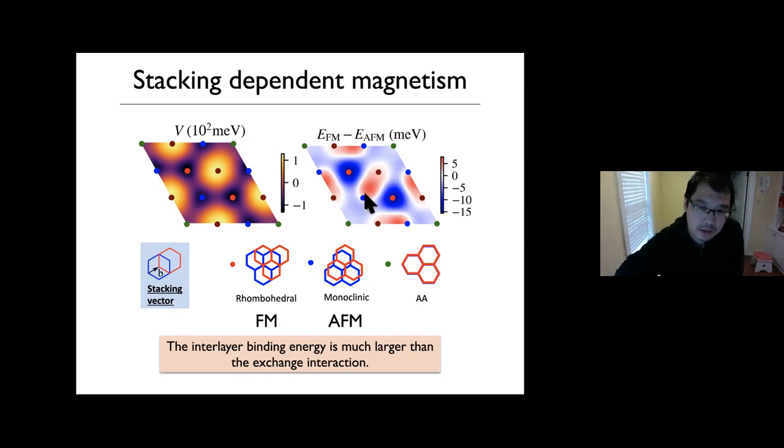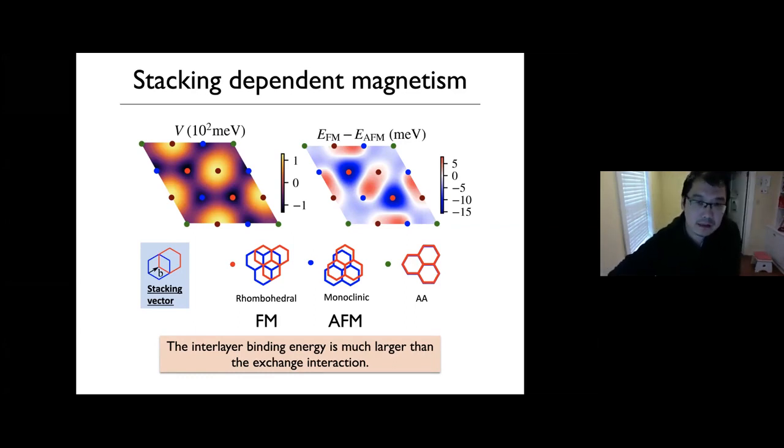When you look at those two pictures, the first thing you should notice is that the binding energy is really about 100 meV, that's the energy scale. But the interlayer exchange is roughly 10 meV, one order of magnitude smaller than the binding energy. Therefore, to understand the magnetism in the presence of the stacking domain wall, the first thing we need to understand is the structural domain wall, before we can talk about the magnetic properties.